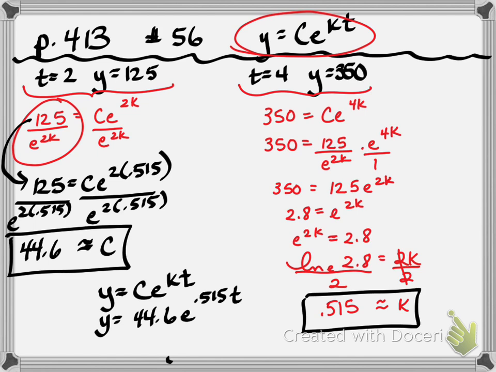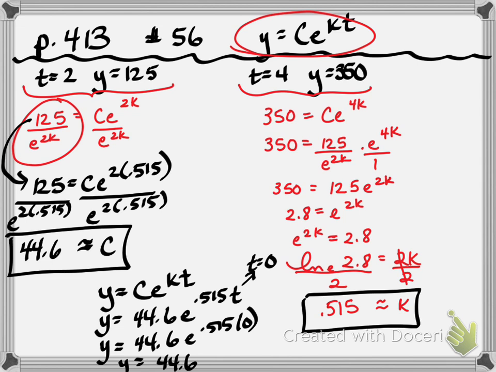So initial population means t is 0. If we plug a 0 in, 0.515 times 0 is 0, e to the 0 is 1, so we'd get 44.6 bacteria. Is it in millions? No. So A part is just 44.6. So it was tougher because we had to work backwards and do a lot of algebra.